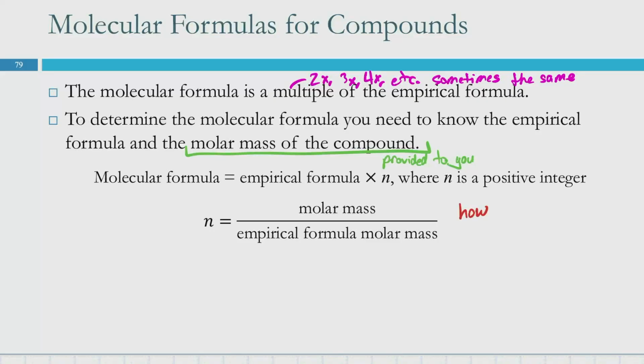So basically what we're asking is, how many empirical formulas fit into the molar mass? Or equals 1 molecular formula. That's sort of all that we're doing. So then we would have to calculate an empirical formula molar mass and do this math. How many units of empirical formula does it take to get the whole formula?